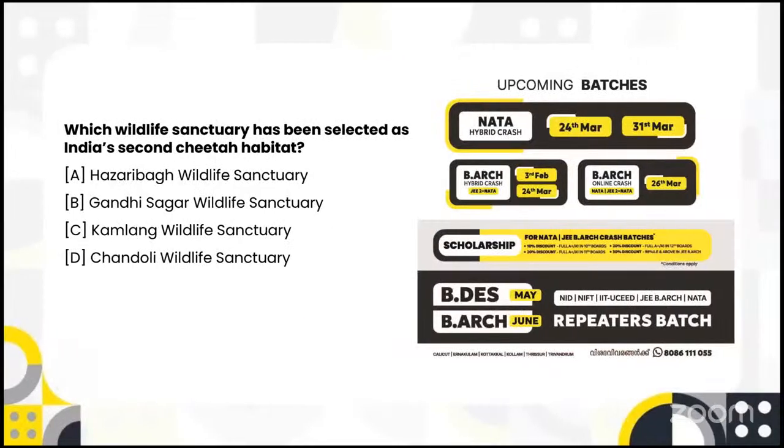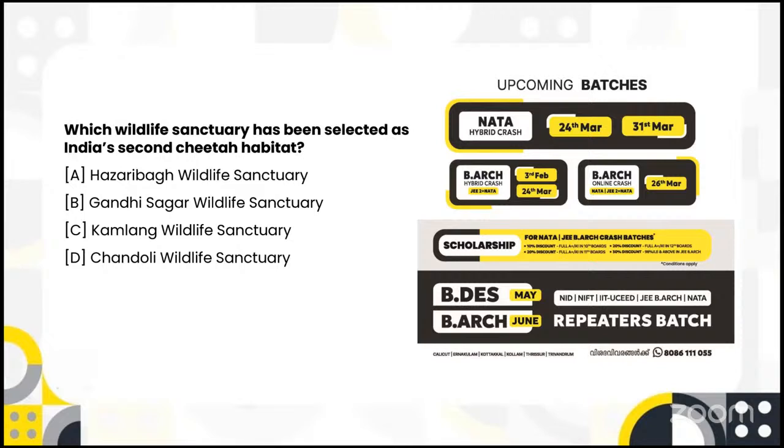Next question. Which wildlife sanctuary has been selected as India's second cheetah habitat? Hazaribagh Wildlife Sanctuary, Gandhi Sagar Wildlife Sanctuary, Kamlang Wildlife Sanctuary, Chandoli Wildlife Sanctuary. Recently we have been bringing cheetahs from African countries.